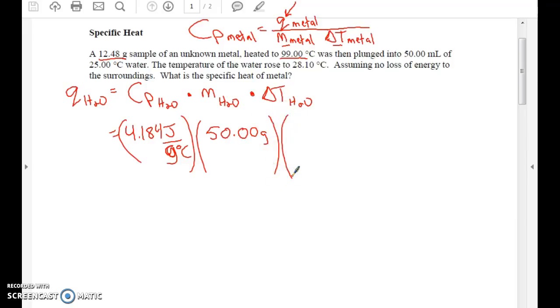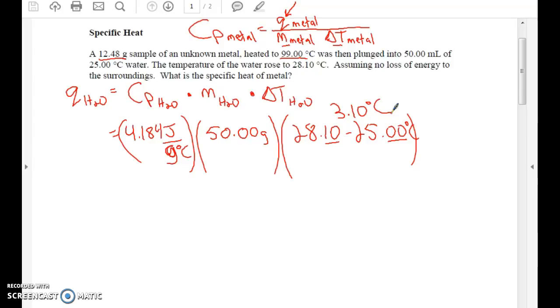The delta T of the water, you do final minus initial, so you do 28.10 degrees Celsius minus 25.00, because it's final minus initial. This is the final temperature, this was initial. Do the subtraction first, because when you subtract, you go by decimal places, and they both have 2 decimal places, so the answer should have 2, and that gives you 3.10 degrees Celsius.